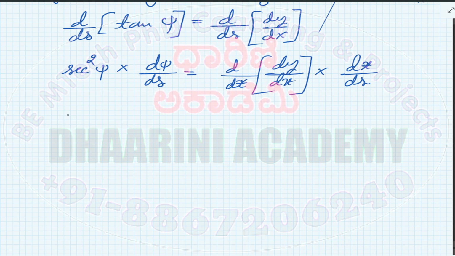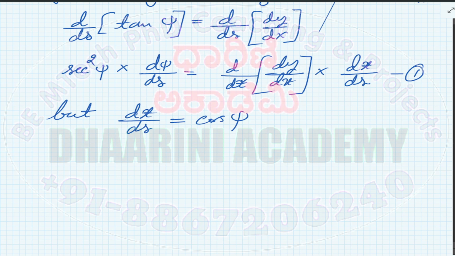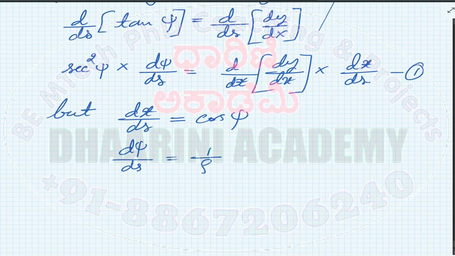So I'll call this equation number 1. Now let me write what I know. dx by ds is equal to cos psi. This is very basic, we already know this. And also we know that d psi by ds, which is k, is equal to 1 by rho, because finding rho is our target. So this is what I call equation number 2.